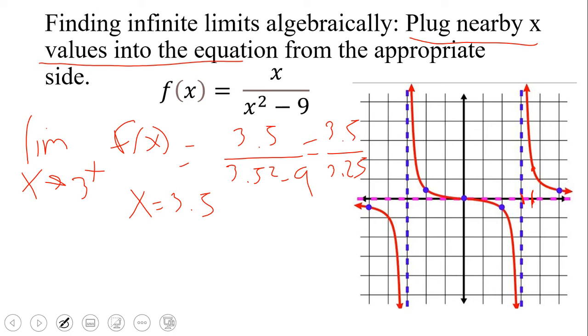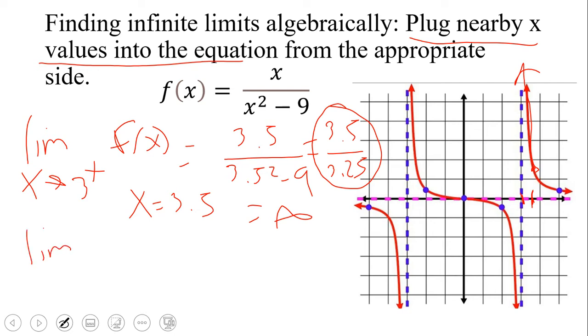So 3.4, 3.2, 3.1, 3.0001. But of course, that makes the algebra messier. The truth is, as long as whatever you get here is positive, you can declare that that is going to positive infinity, because the graph would just keep going up, up, up the closer that you get. So again, it doesn't actually matter what that turns out to be as long as it's positive infinity.